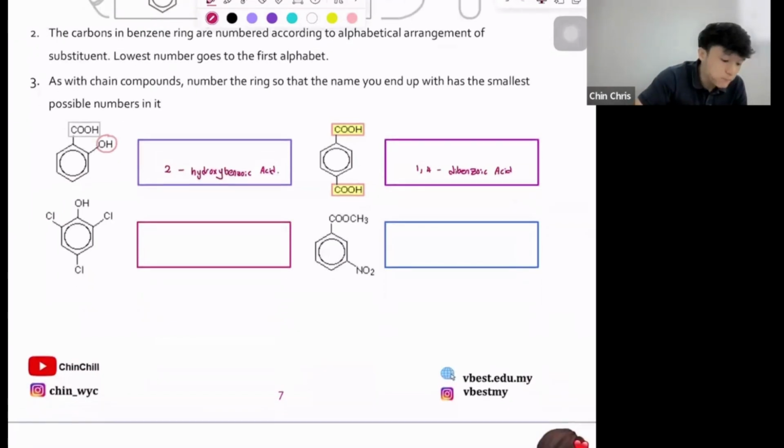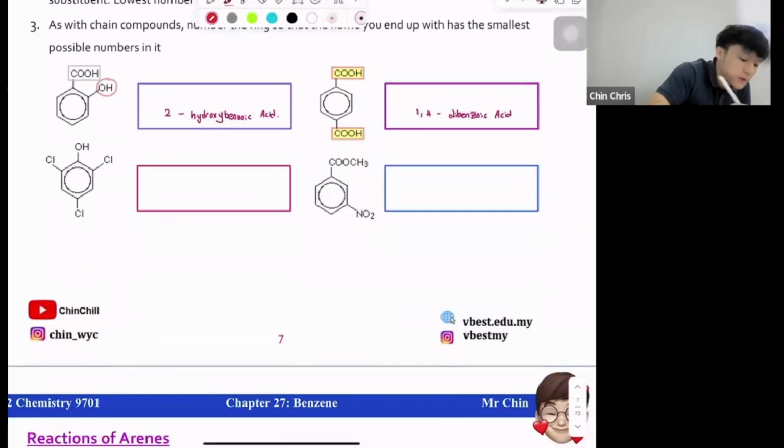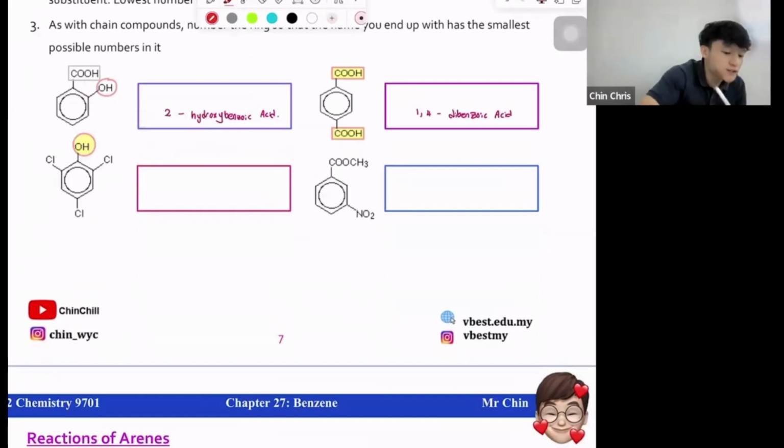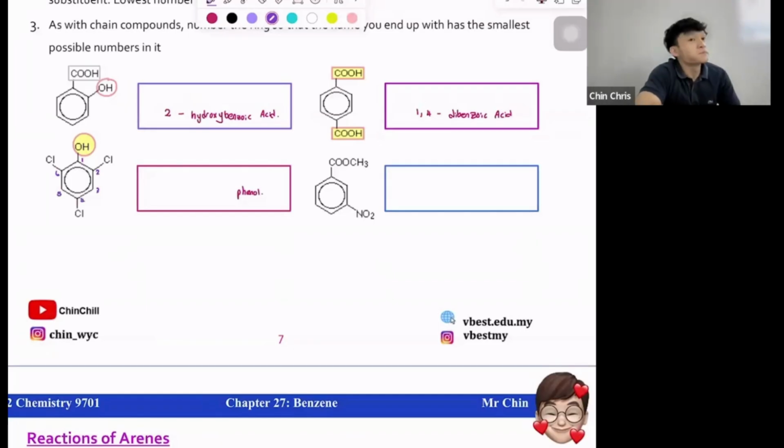Alright guys, now, let me highlight the main functional group for you. What do you call this? You call it phenol, right? 1, 2, 3, 4, 5, 6. Correct. So guys, how many chloro? 2, 4, 6. Trichloro. Well done.